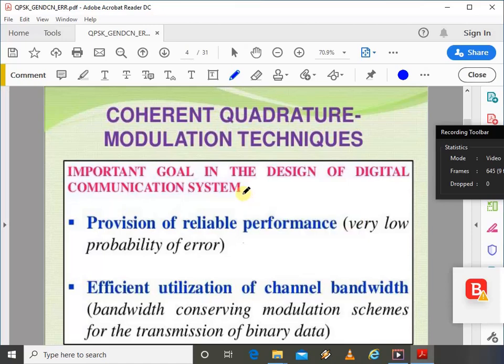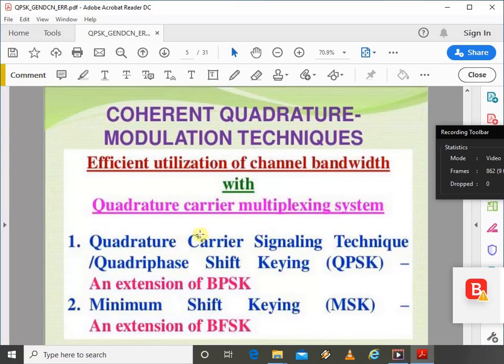We always go for M-ary modulation techniques whenever we want to minimize the required channel bandwidth. QPSK is basically an M-ary technique, in which we are making use of 4 message signals.